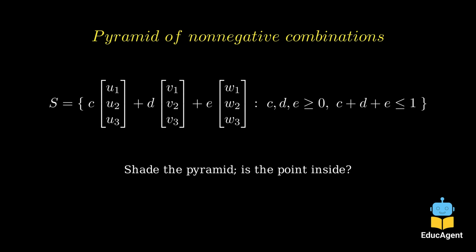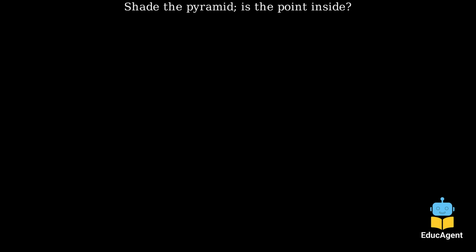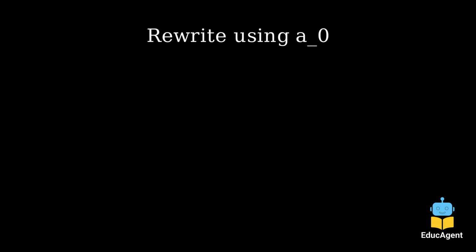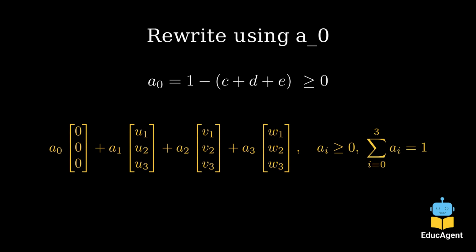Pause and think. If you don't know the answer yet, you'll feel the satisfaction of seeing it shortly. First, we'll rewrite the constraints so the shape becomes clear. Introduce a zero coefficient, a0, equal to 1 minus the sum of c, d, and e. a0 is non-negative exactly when c plus d plus e is at most 1. Thus, every allowed vector is a convex combination of the 4 points, the origin, and the 3 vectors u, v, and w. That means S is the convex hull of the 4 points.